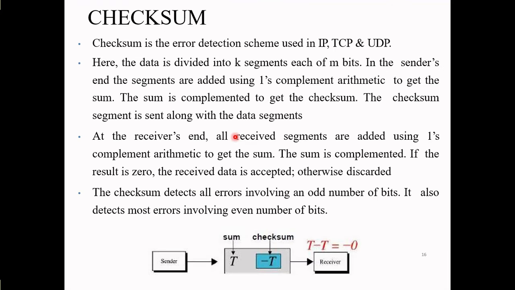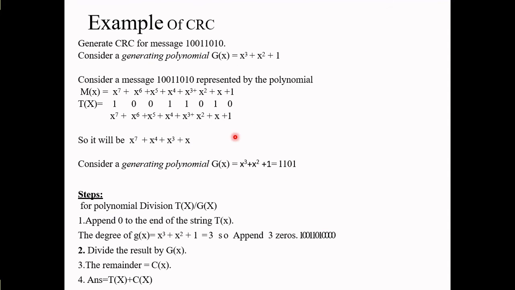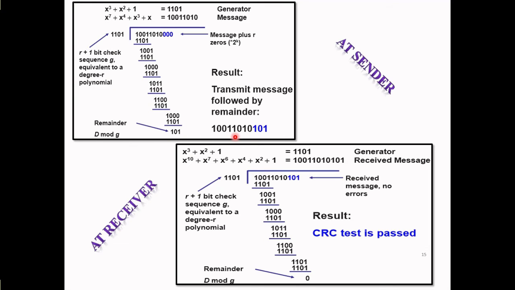So according to this last step, tx plus cx, we have this tx. This is our tx 100 110 100 plus remainder 101. So our string will be 100 110 10101. This data we get at the sender side.